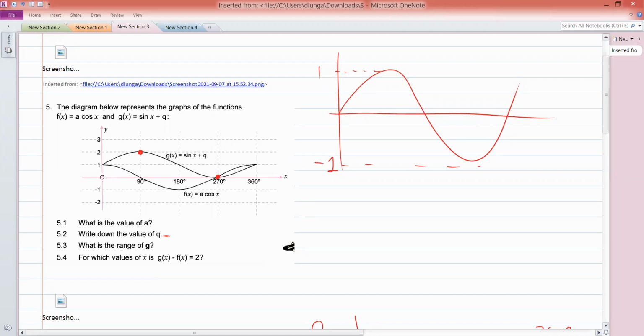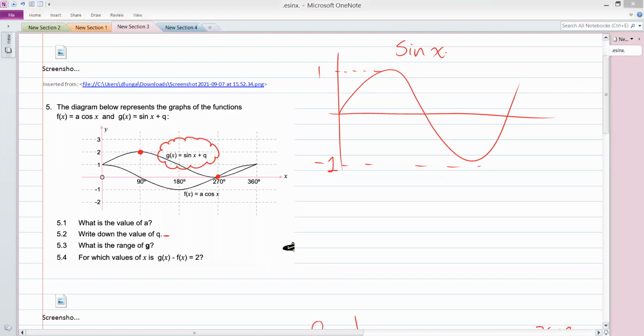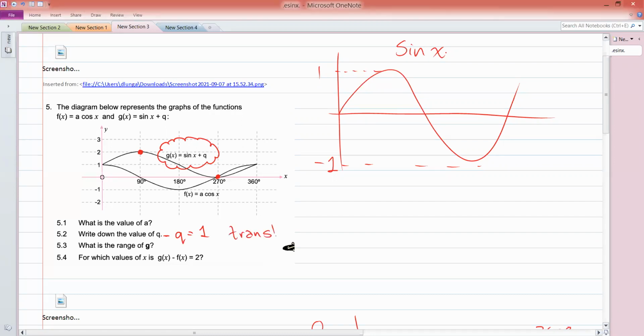So what have they done to your original sine x graph to get it to this one here? What type of translation would that be? Any ideas? They moved it up by 1 unit. Brilliant. So your q value here is 1, and the translation is they've translated the graph 1 unit up. Thank you.